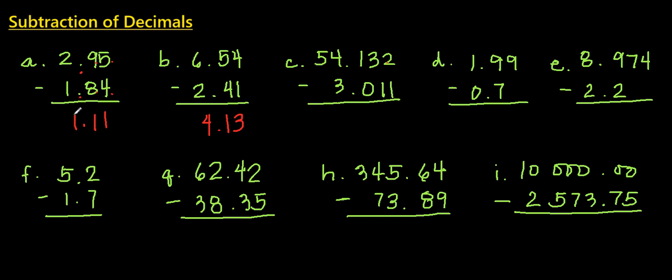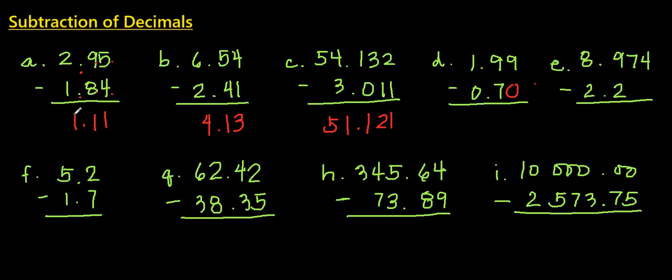Next, example C. 2 minus 1 is 1. 3 minus 1 is 2. 1 minus 0 is 1. Copy the decimal point. 4 minus 3 is 1. Then bring down 5. Next, so let's say it has 0.